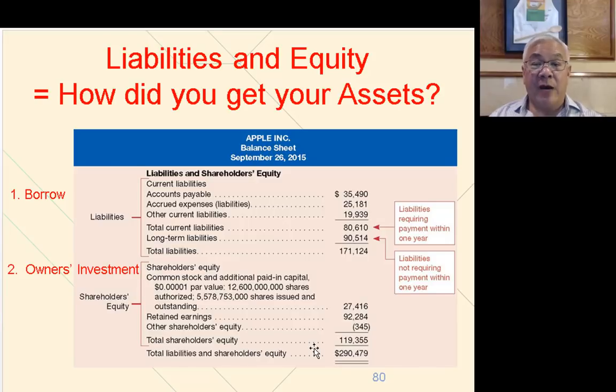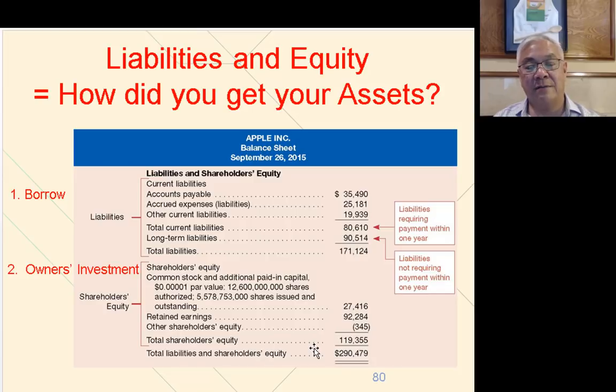All right, we'll move to the right side of the equation and the right side of the balance sheet. These are liabilities and equity. And we say, okay, you have all those assets, but how do you get it? How do you pay for it? The answer is you either borrowed it or you got it from using owner's money.